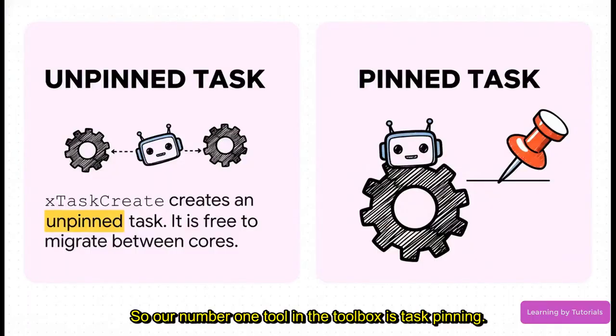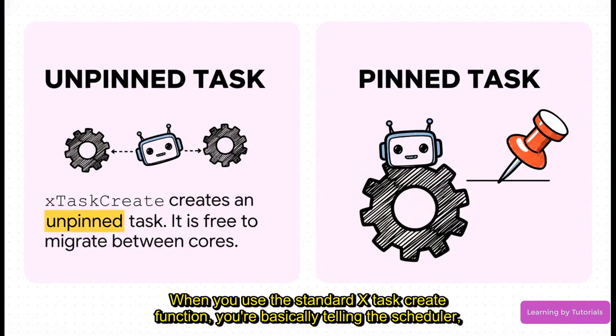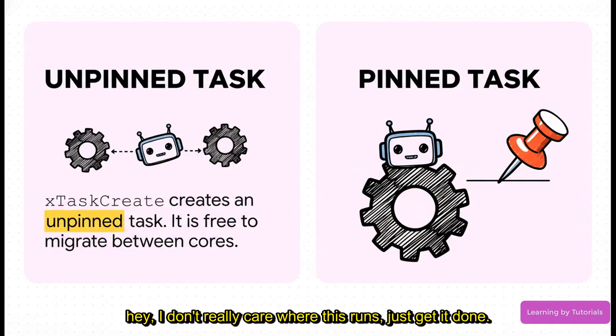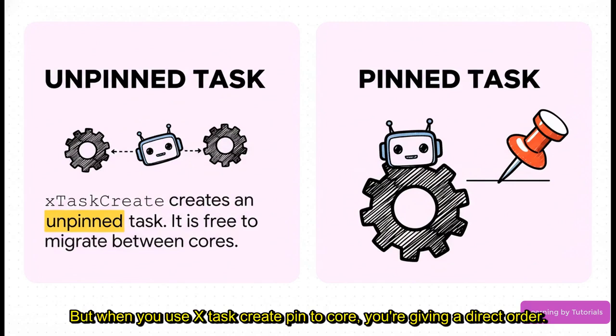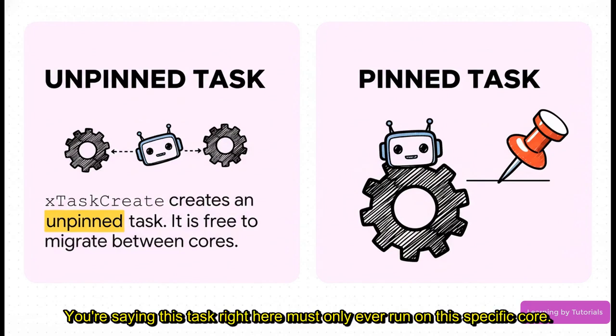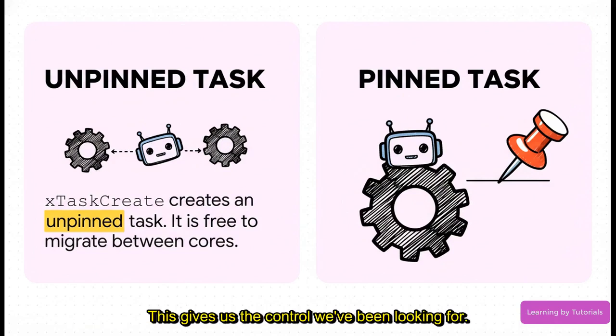So our number one tool in the toolbox is task pinning. When you use the standard xTaskCreate function, you're basically telling the scheduler, hey, I don't really care where this runs, just get it done. But when you use xTaskCreatePinnedToCore, you're giving a direct order. You're saying, this task right here must only ever run on this specific core. This gives us the control we've been looking for.